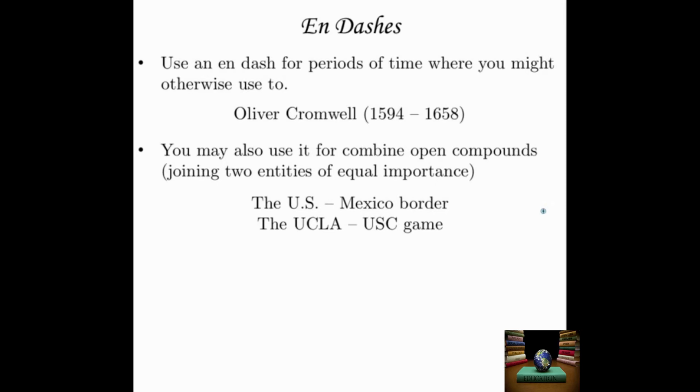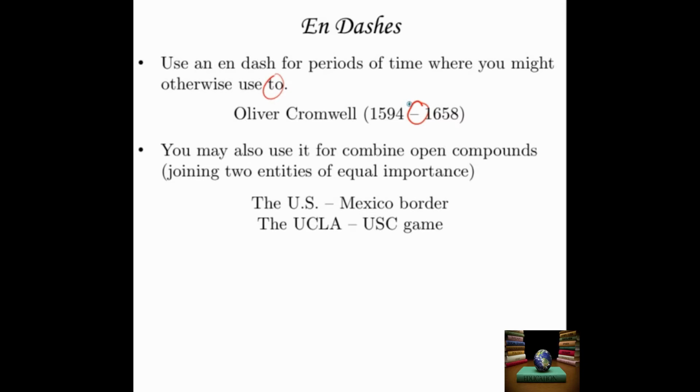You use an N dash for periods of time where you might otherwise use the word to. So, let's say you're writing about Oliver Cromwell, a figure from English history. He was born in 1594 and he died in 1658. So we have that little N dash in there. Take a good look at how long that is.